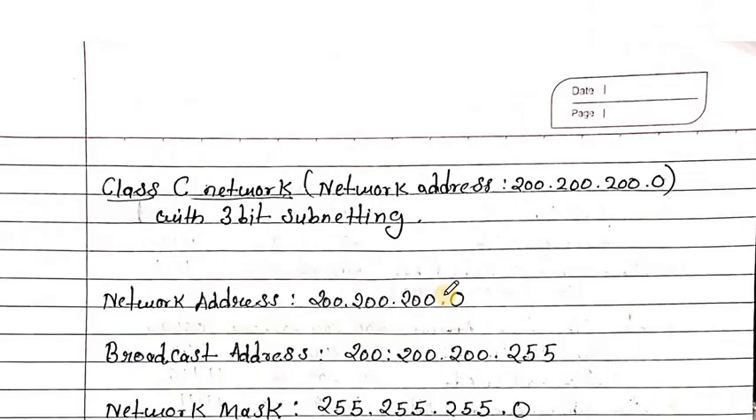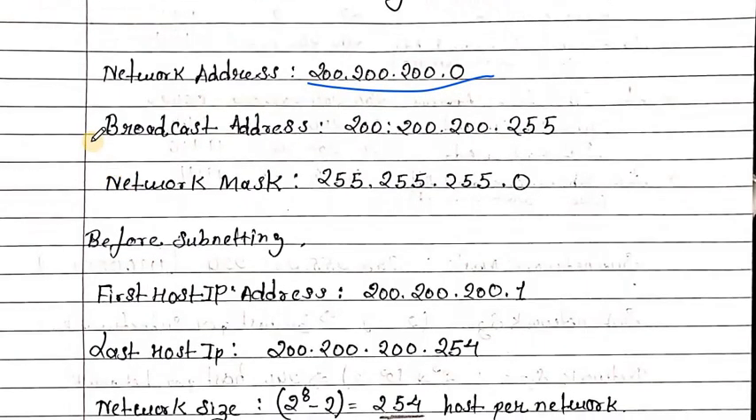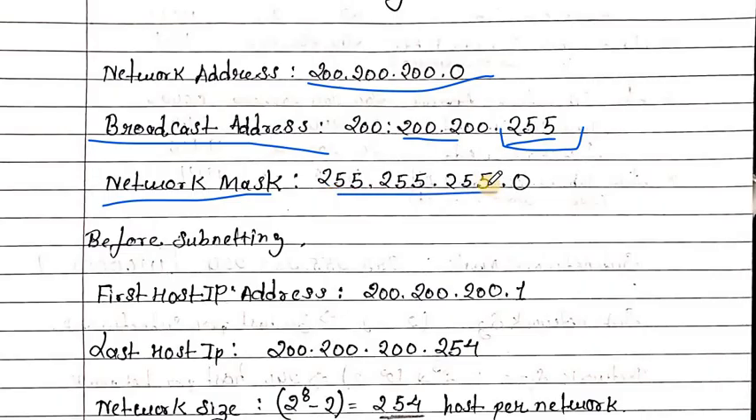Here we will take one example of a class C network. In a class C network, there is a 24-bit network address. So the network address is this. This is the network address, and for the broadcast address, all host ID bits are 1, so there is 255. Now the network mask. This is the network mask.